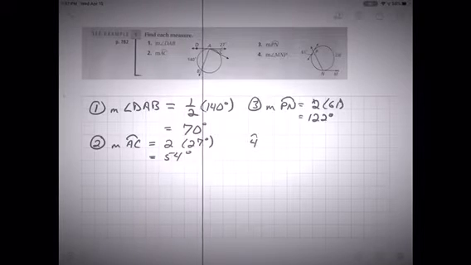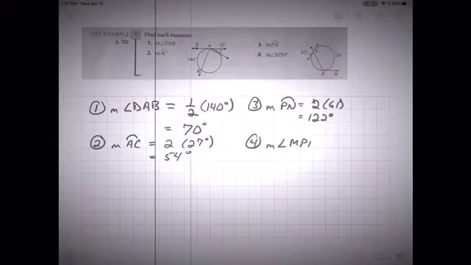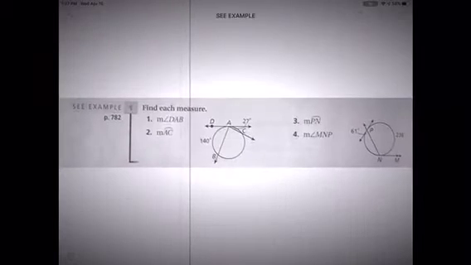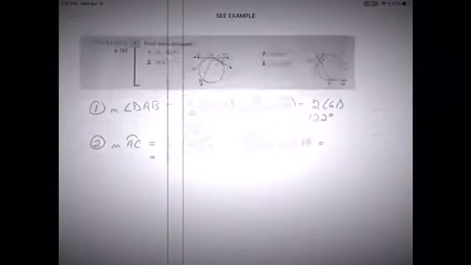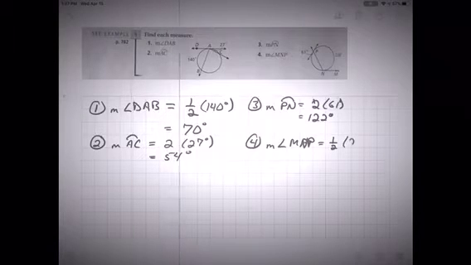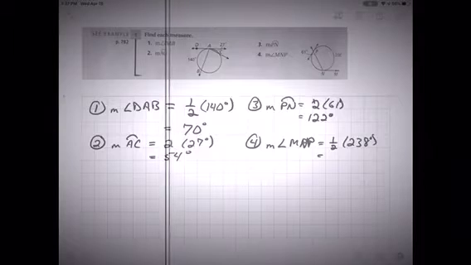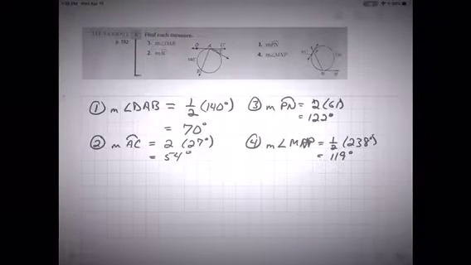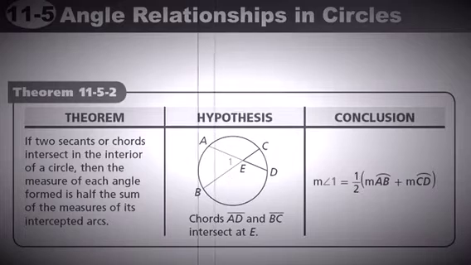Number 4, we're looking at the measure of angle MNP, and MNP cuts off a major arc there, doesn't it? 238 degrees. So looking at that, the angle that we want to get, remember, if we're looking for the angle, we do half of the arc. So 1/2 of 238 degrees, and that comes out to be 119 degrees. Use that to do those.